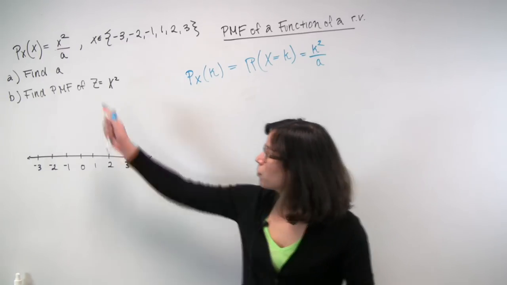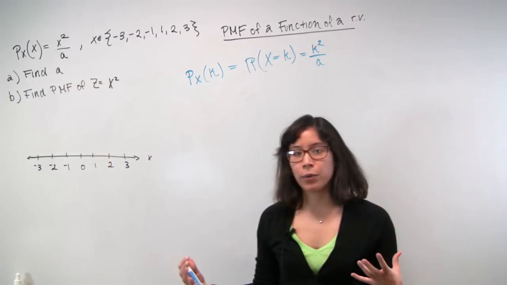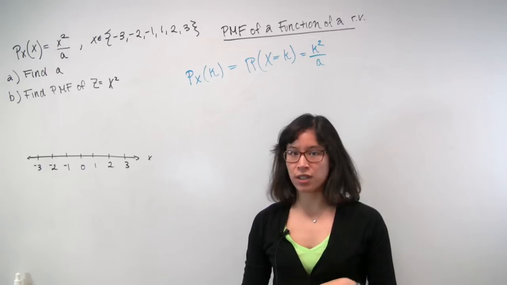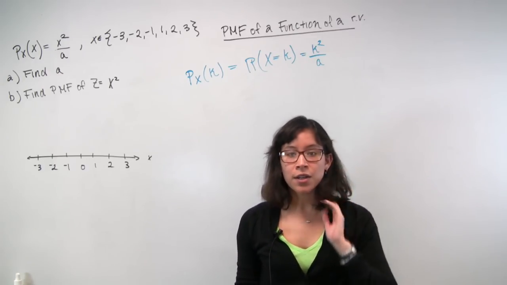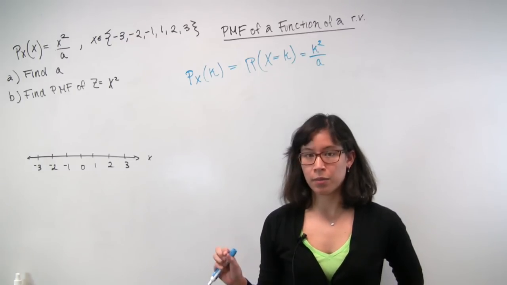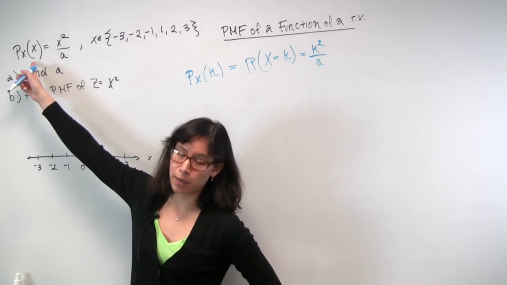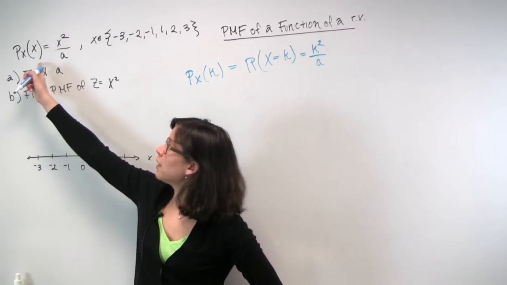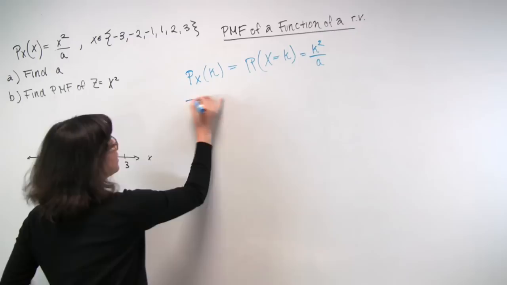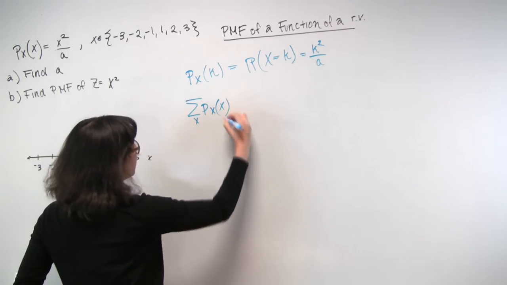So we have this formula for Px of x, and we need to solve for a. In order to do that, we're going to use one of our axioms of probability to set up an equation, and then we can solve precisely for a. Namely, we know that every PMF must sum to 1. So if you sum this over all possible values of x, you should get a 1, and that equation will let us solve for a. So let's do that. Summation over x of Px of x.